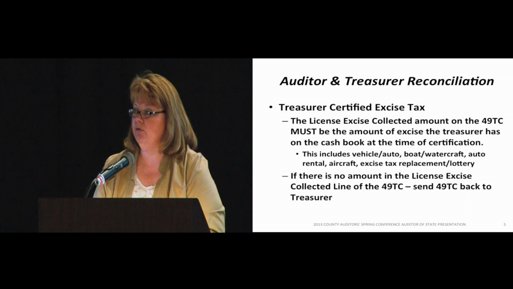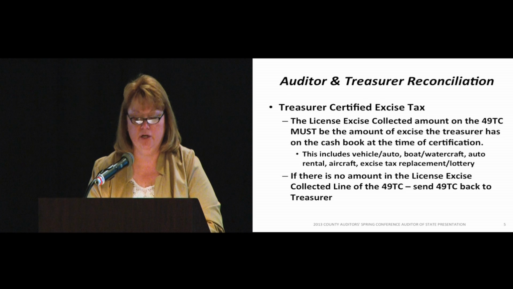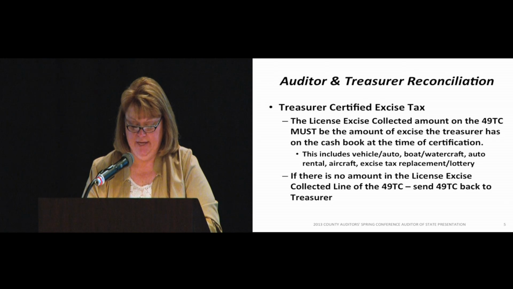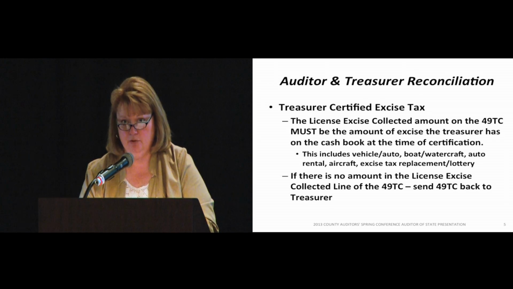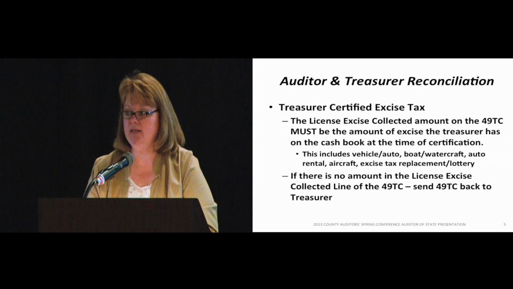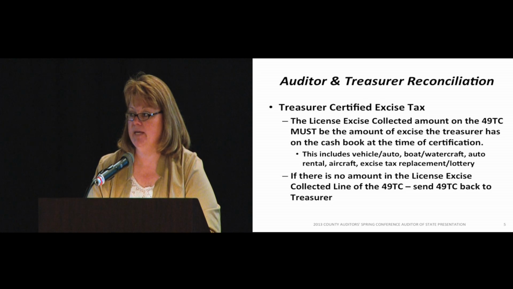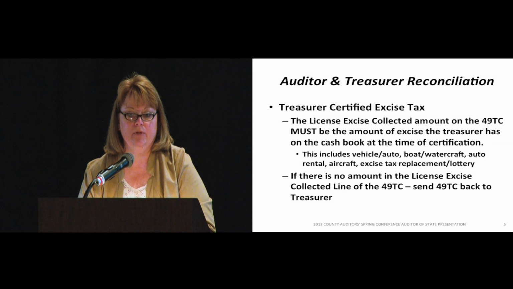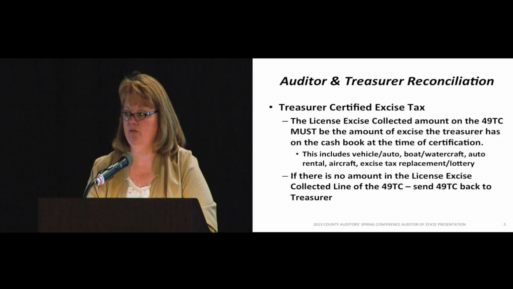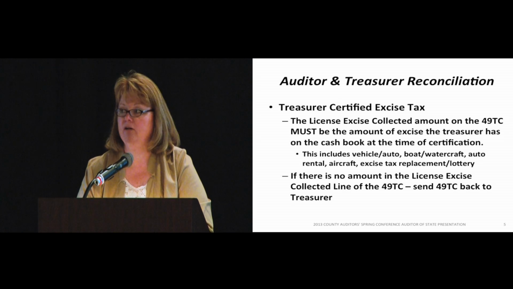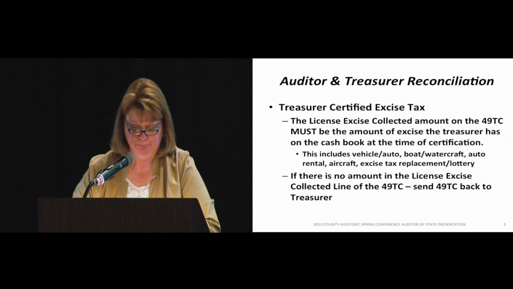The excise amount that they're going to put on this would include your vehicle auto, your boat or watercraft, depends on what you call it, your auto rental, your aircraft, and the excise tax cut replacement credit or lottery, whatever you call that. If the treasurer is including and lumping in that amount SIR and wheel tax, it does not go on the 49TC. So if you think you've got an unidentified difference and your county has SIR and wheel tax, we need to work with the treasurer to figure out if any of that money's sitting in there, okay?